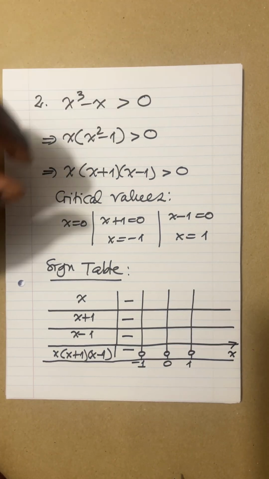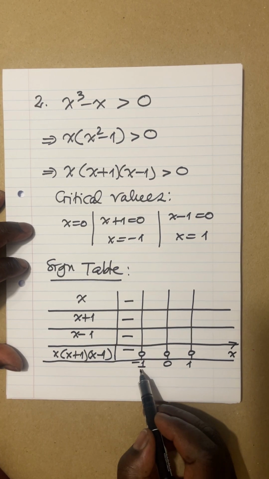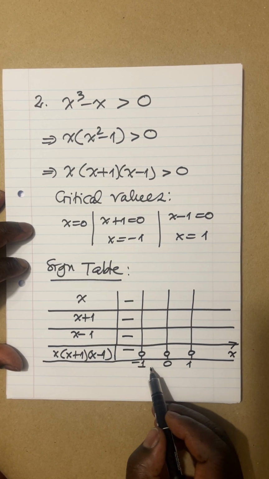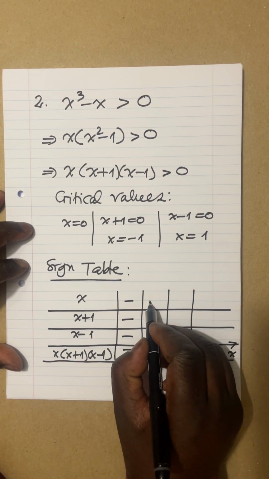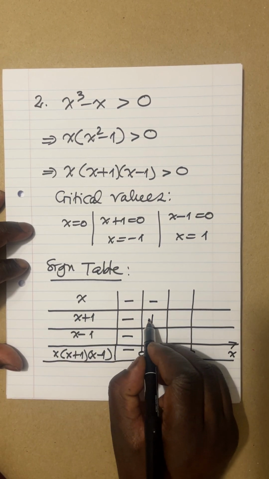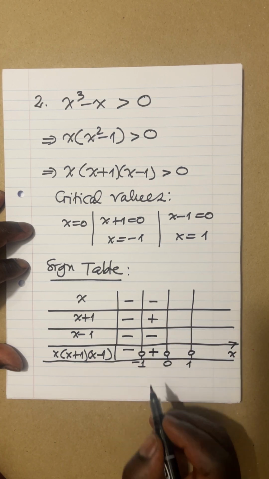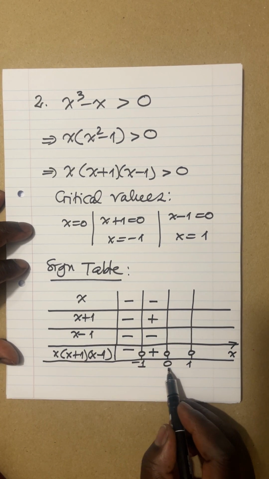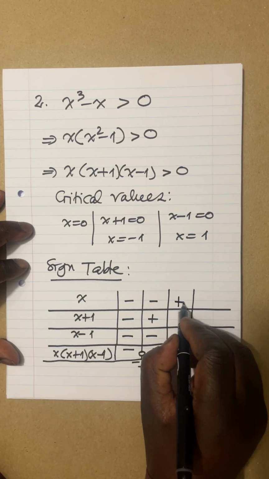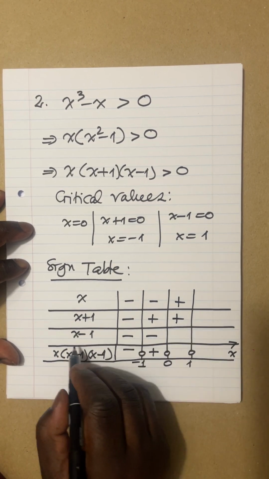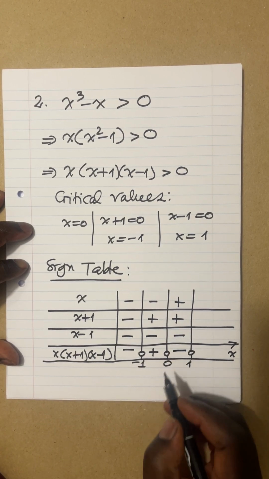Let's pick a number between minus 1 and 0. Let's say minus half. If you put minus half here, the answer is going to be minus. Minus half here, it will be positive, and here minus half, it will be minus. Multiply these terms out, you get a plus sign. Let's pick a number between 0 and 1. That will be half. If you put half here, it's going to be positive. Half there, positive. And half here is going to be negative, and the product of all these numbers is negative.